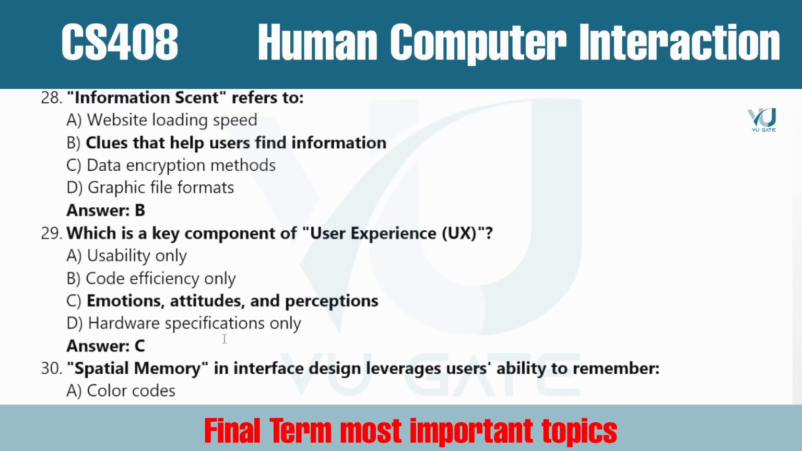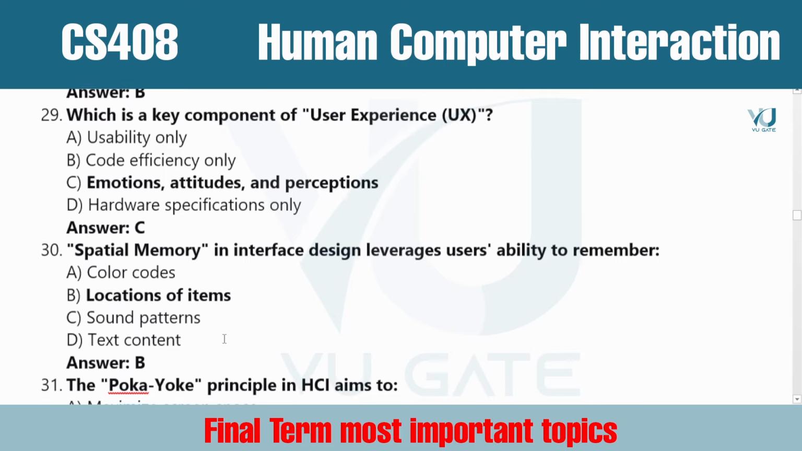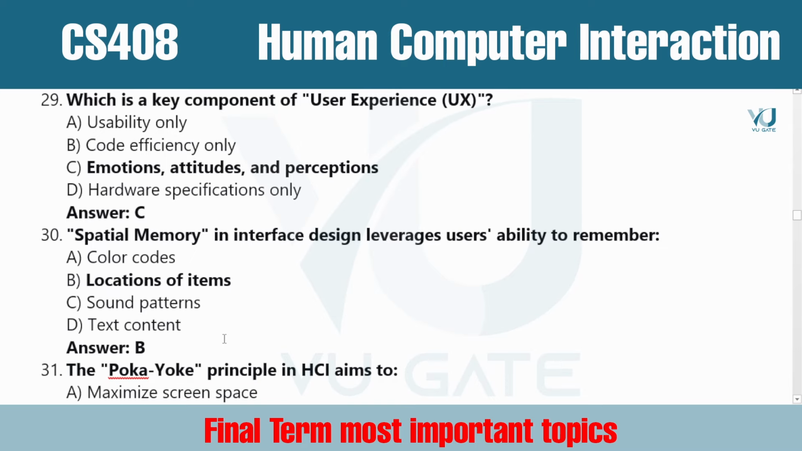Question 29. Which is a key component of user experience, UX? The correct answer is option C, emotions, attitudes, and perceptions. Question 30. Spatial memory in interface design leverages users' ability to remember. The correct answer is option B, locations of items.